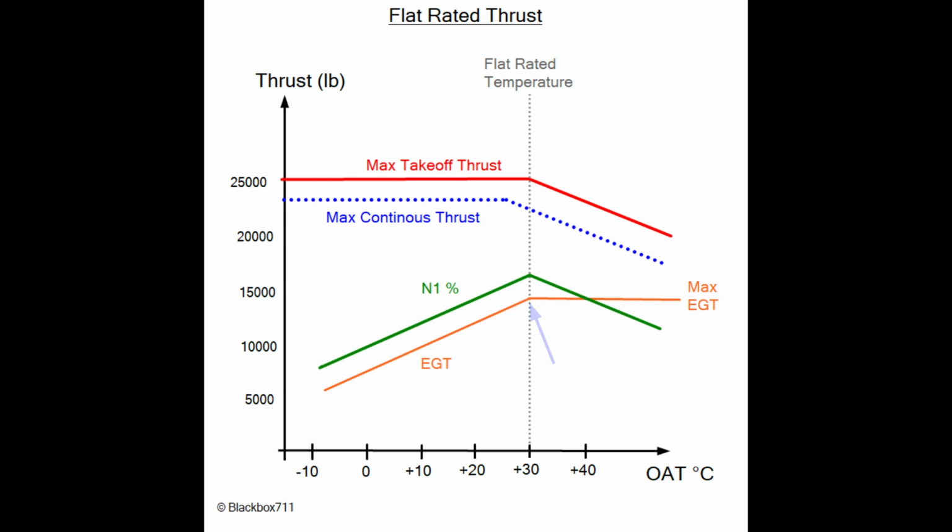And at that point, obviously, as the outside temperature rises even more, you're going to have to limit the amount of fuel being injected into the combustion chamber. And hence, the N1 will start to drop. And that means also, of course, that the thrust will decrease from that point onwards.